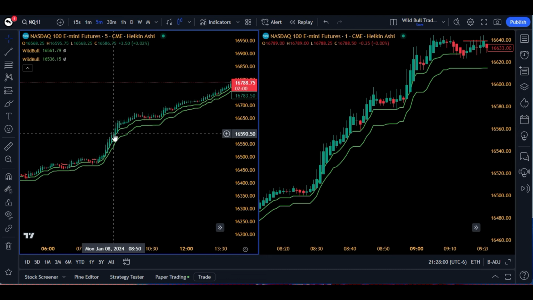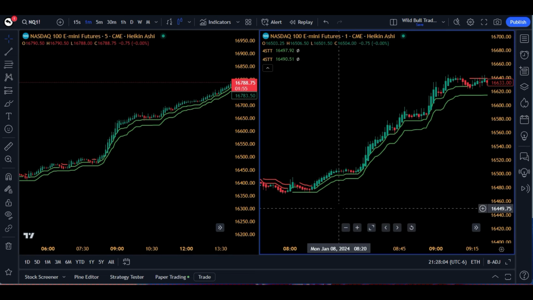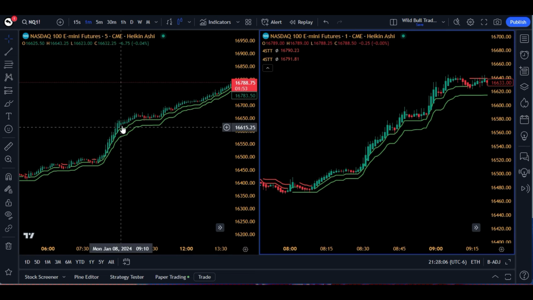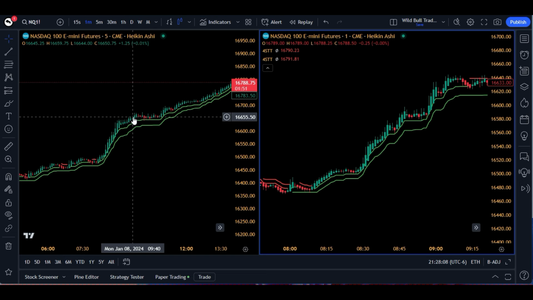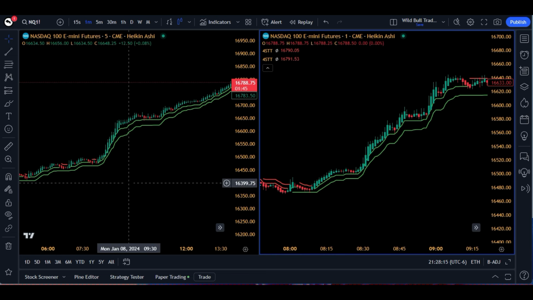The chart is in Heikin Ashi view mode. I like Heikin Ashi view. It gives me a nice trend view of the candle formations, so I can make use of it to understand the trend and then plan my trades accordingly.